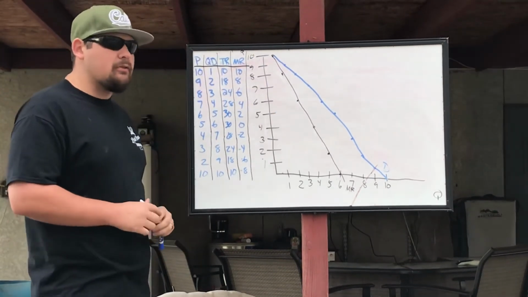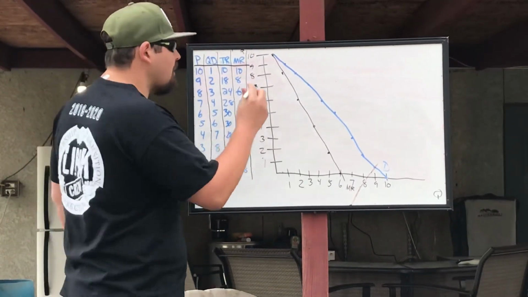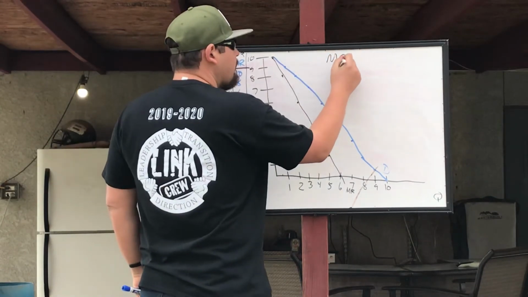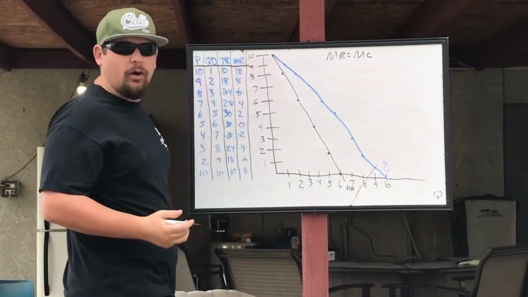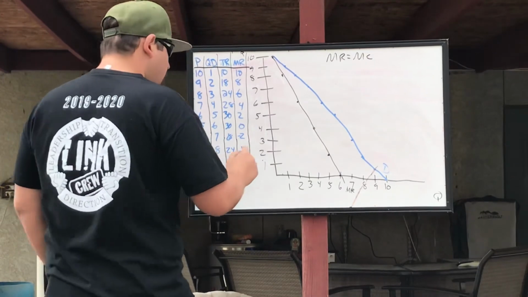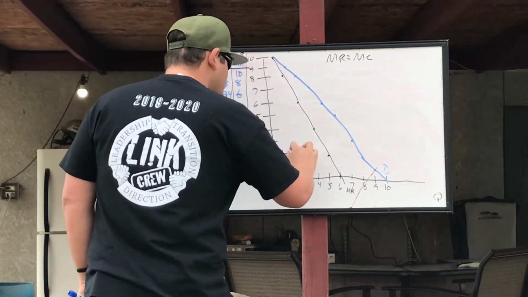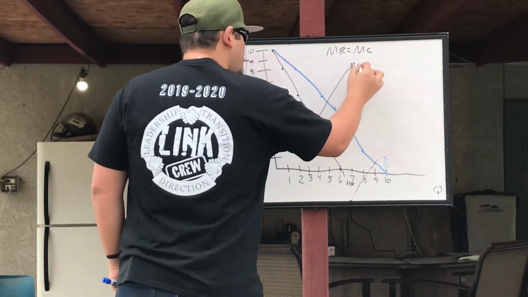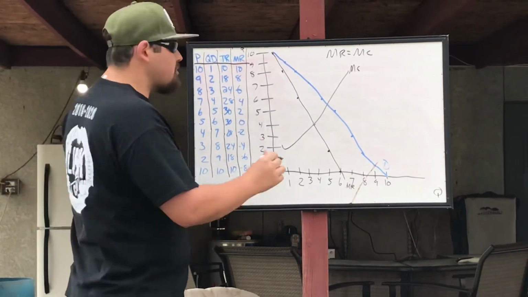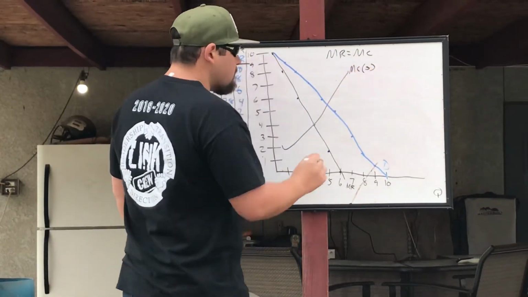Now let's take a closer look. Let's add in some more lines, right? Because you remember there's a law here. Marginal revenue equals marginal cost is where you want to produce. So let's throw in a marginal cost line. Boom, there's your marginal cost. You remember that also represents your supply. Okay, so there's your supply.